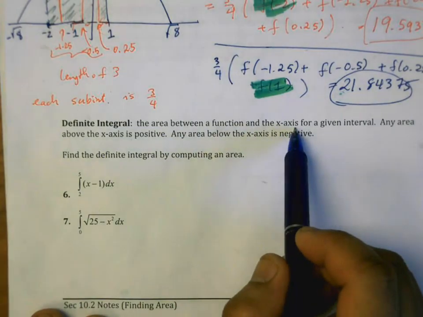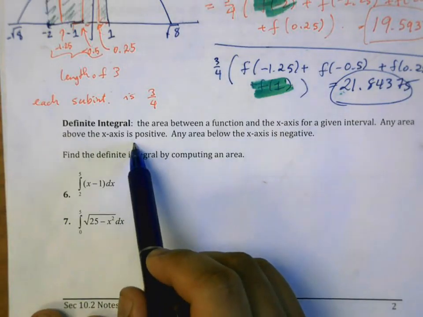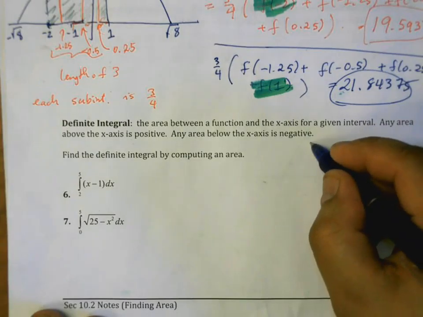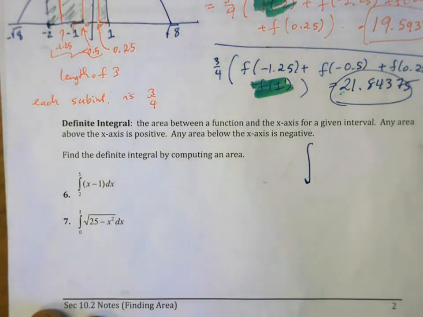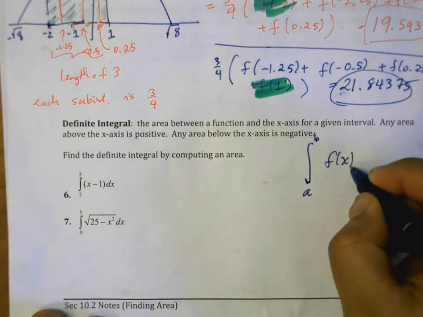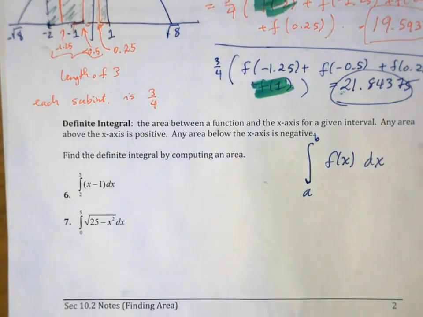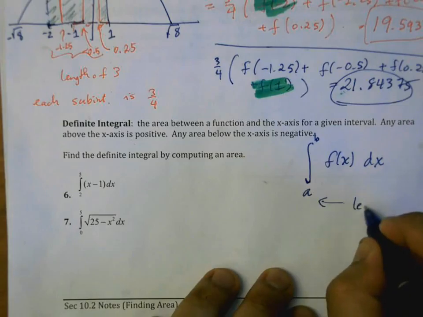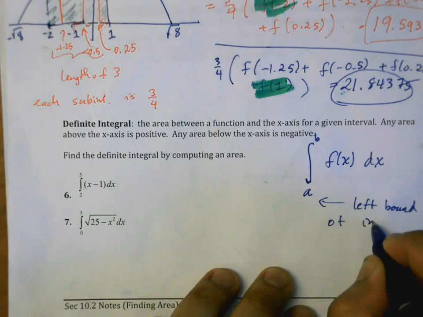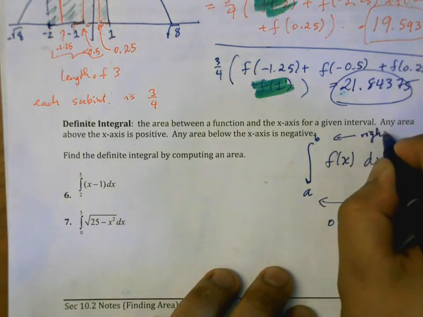The area between a function and the x-axis for a given interval. Any area above the x-axis is positive, and any area below the x-axis is negative. And you'll see this funky looking notation here. This is A, this is B, and you'll see some function, and then you'll see dx or dy or d something. So this is the left bound of the interval. This is the right bound.